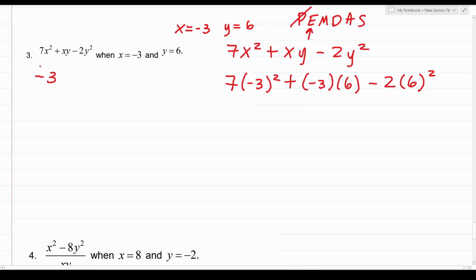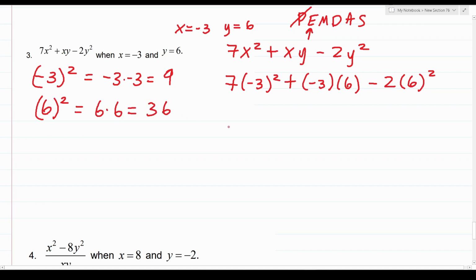Again, we have negative 3 squared as well as 6 squared. Negative 3 squared is the same as negative 3 times negative 3. Negative times a negative is a positive. Negative 3 times negative 3 is positive 9. 6 squared is the same as 6 times 6. 6 times 6 is 36. So this becomes 7 times 9 plus negative 3 times 6 and minus 2 times 36.